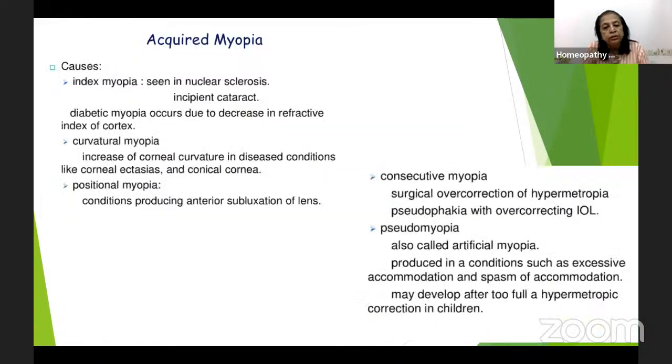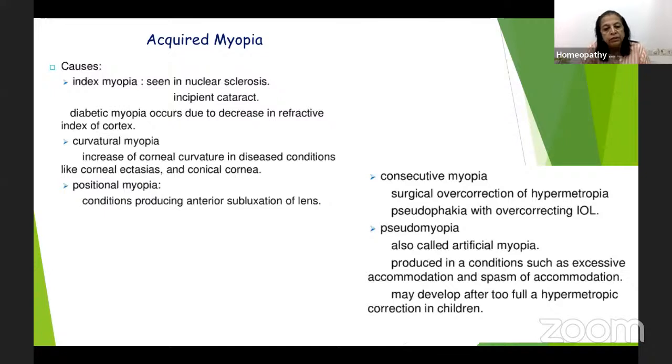We are going to talk about acquired myopia. In acquired myopia, nowadays, the most common cause, especially in children, is known as pseudomyopia. This myopia occurs because the child always looks at near, never looks at distance. Everybody knows, in the last 2 decades, because of mobile and computer, and above that, whenever they have to study, they read books at near distance, and hardly do the children look at distance.